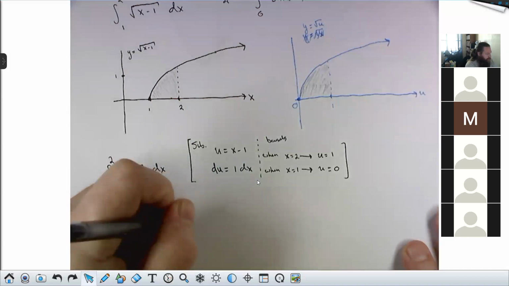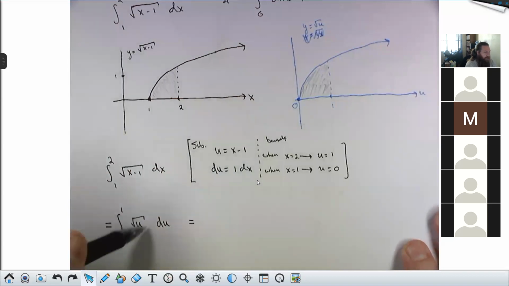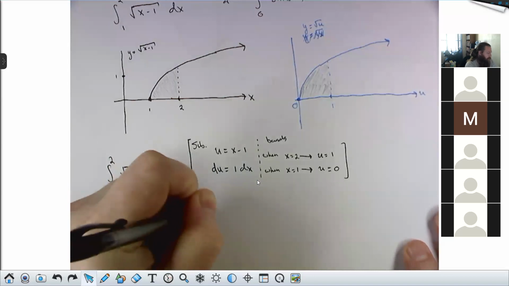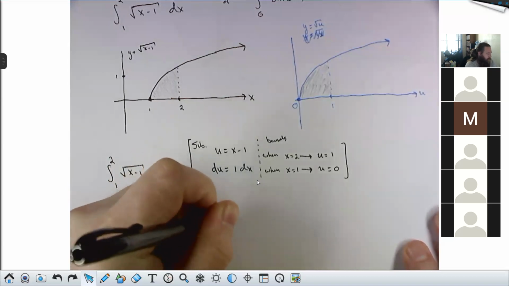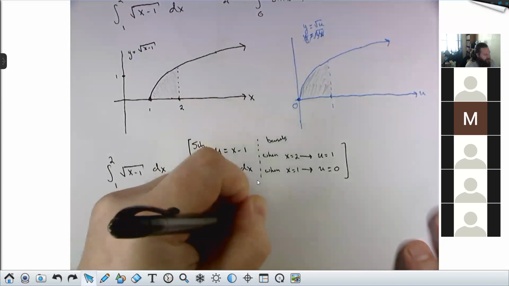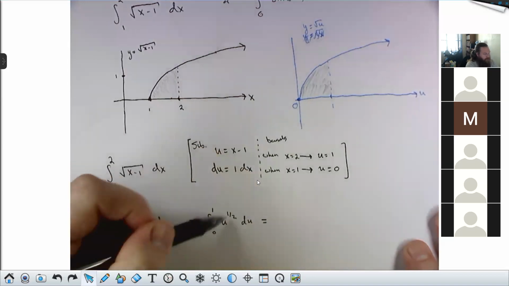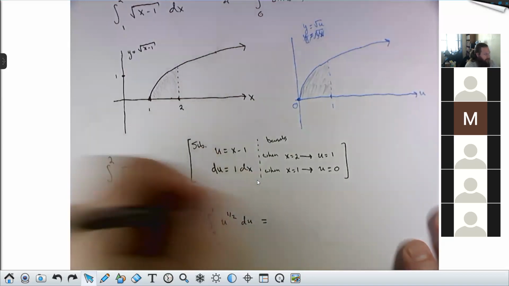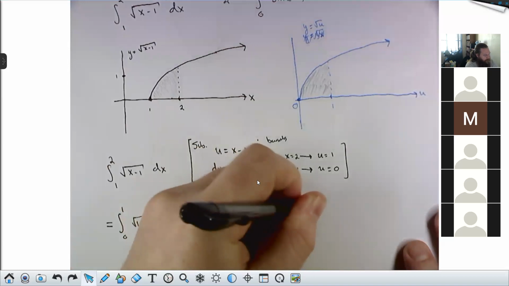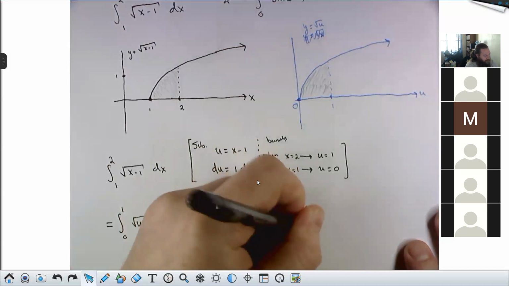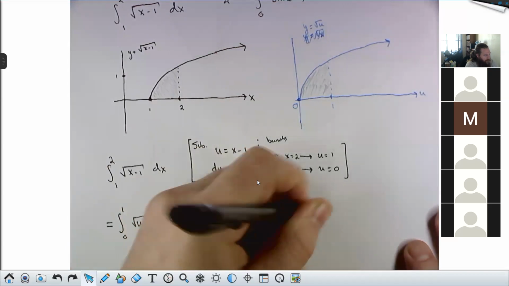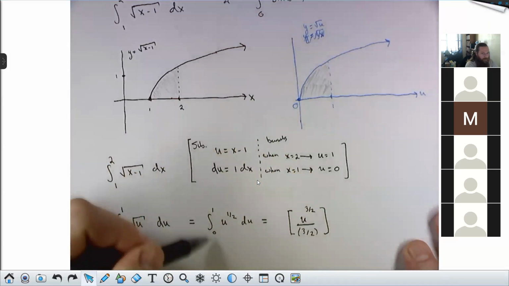Let's go ahead and crunch this out though. An antiderivative for the square root of u, remember this is the integral from 0 to 1 of u to the 1/2 du. So for an antiderivative there, we add 1 to this power and get 3/2. This is u to the 3/2 divided by 3/2. And you evaluate it between these new bounds, right? You just pretend like this is the whole problem now. So 0 to 1.